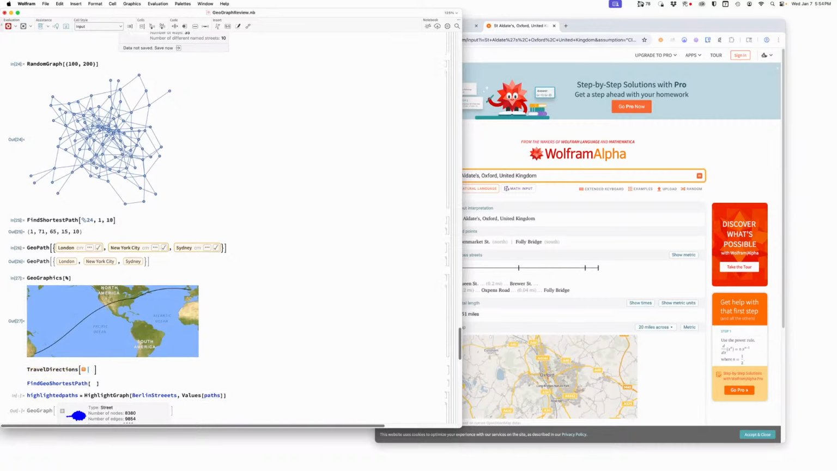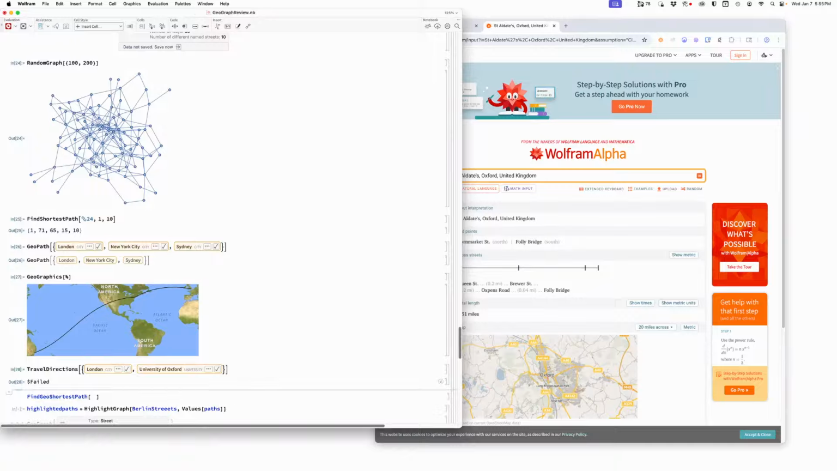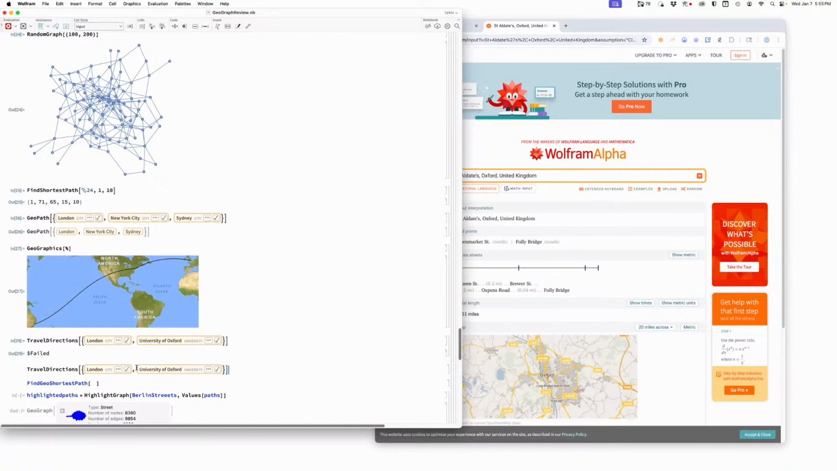So you put a list with two cities, London and Oxford or something, and then you ask for geopath as a string. What the hell? What happened there? That's surprising. Why would the university fail? I haven't a clue, but it's obviously a bug.